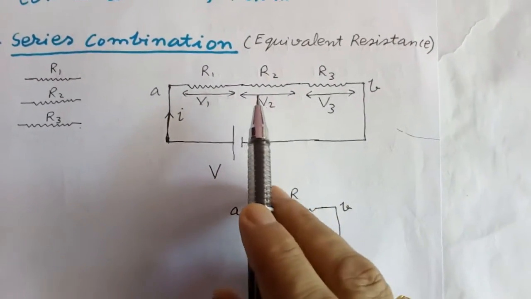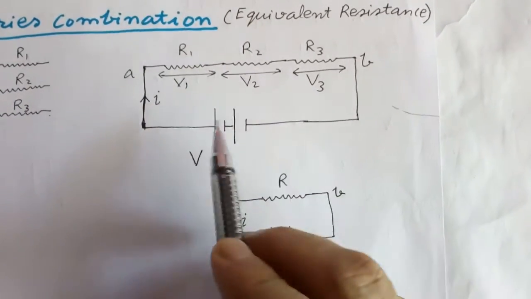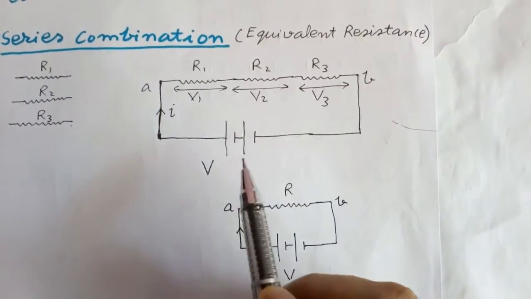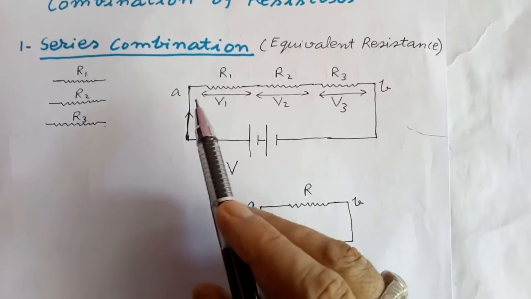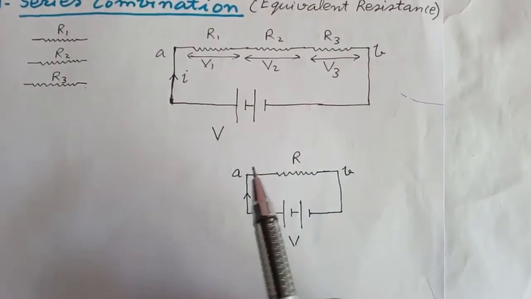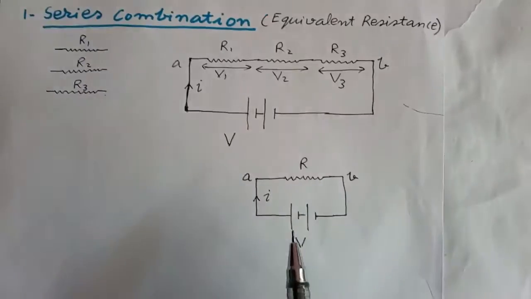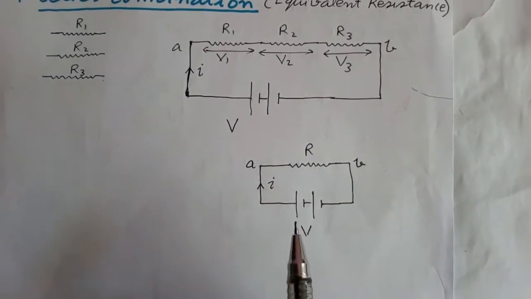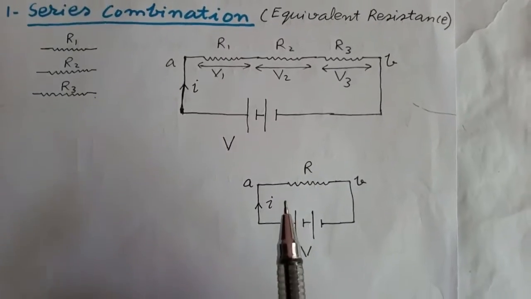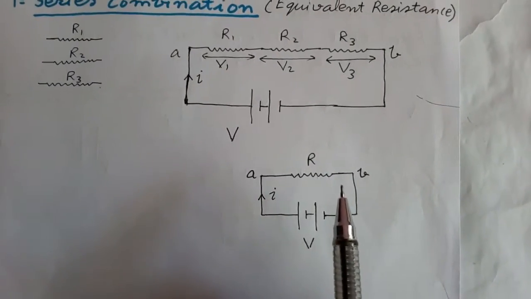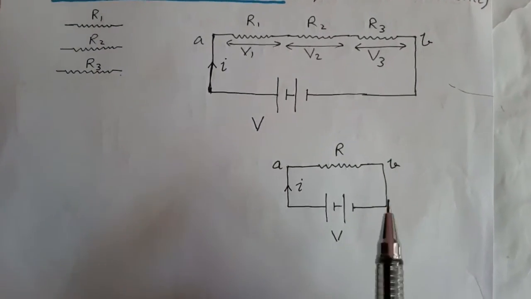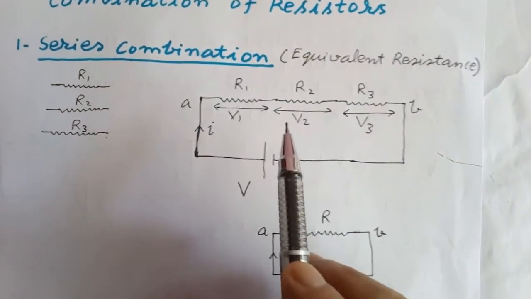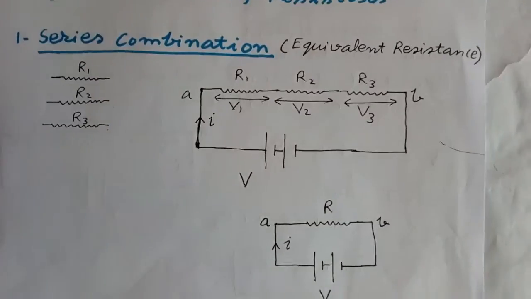So we connect this combination to a battery and suppose potential difference across this combination is V volt and I current is flowing through this combination. Now suppose its equivalent is R. We choose a resistance R so that if we connect it to the same battery, means potential difference across it is V, and same current I flows through it, then this R is equivalent of these resistances connected in series.